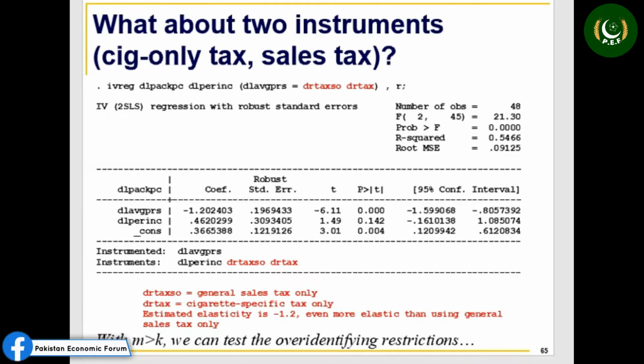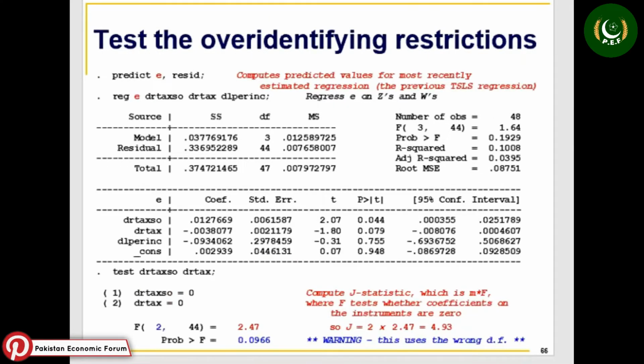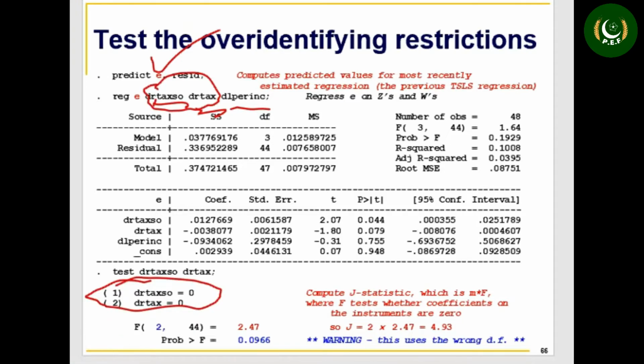Now we test whether instruments are exogenous or not. For that, first of all, regress cigarette consumption on per capita income and both instruments using instrumental variables. You will get e hat from here. Regress that e hat on both instruments and the exogenous regressor, and then test whether these two coefficients are jointly equal to 0. If they are jointly equal to 0, then instruments are exogenous. If they are not, then they are not exogenous.